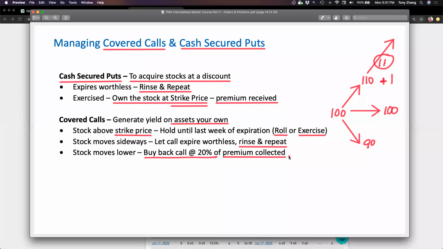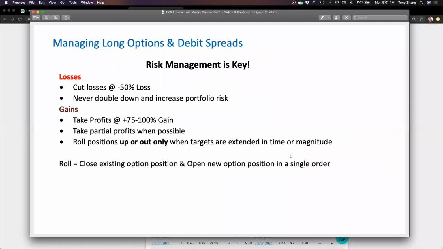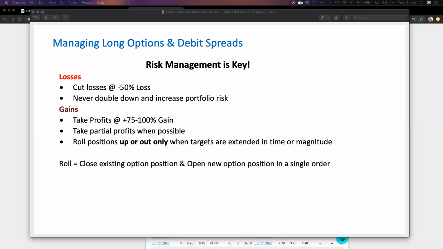So those are the general outcomes that you might have when you're managing a covered call or a cash secured put, and how to go about managing those strategies. Now, what I want to cover a little bit is managing long calls, because this is a question that someone had earlier today as far as how do you go about managing these trades.